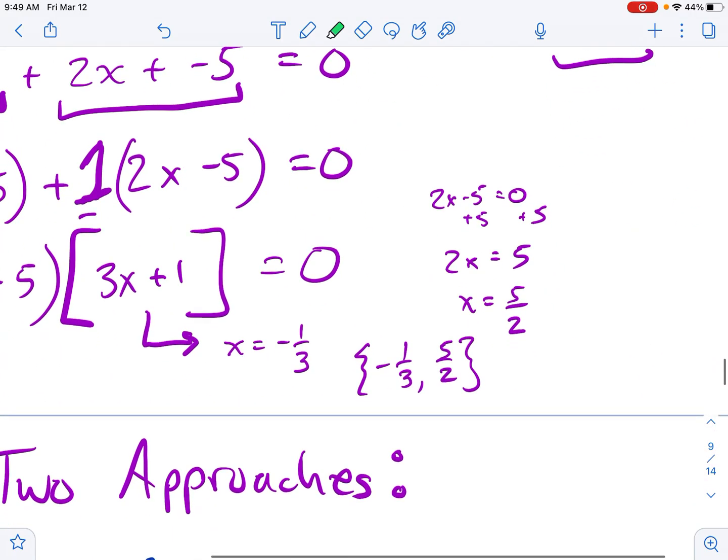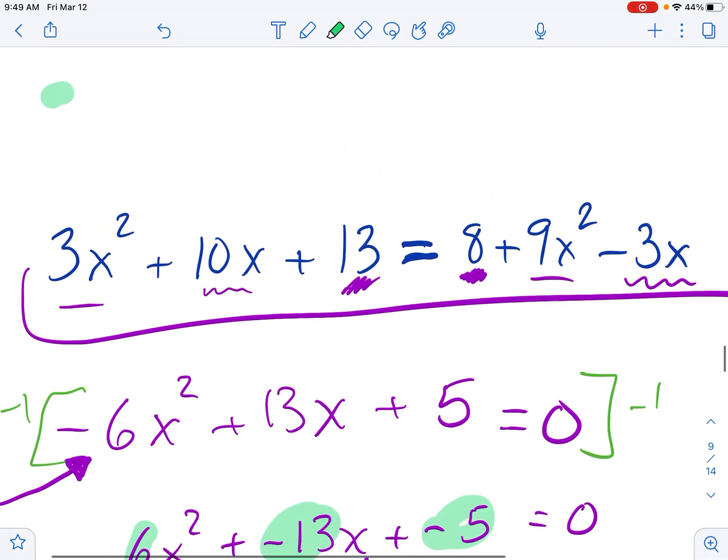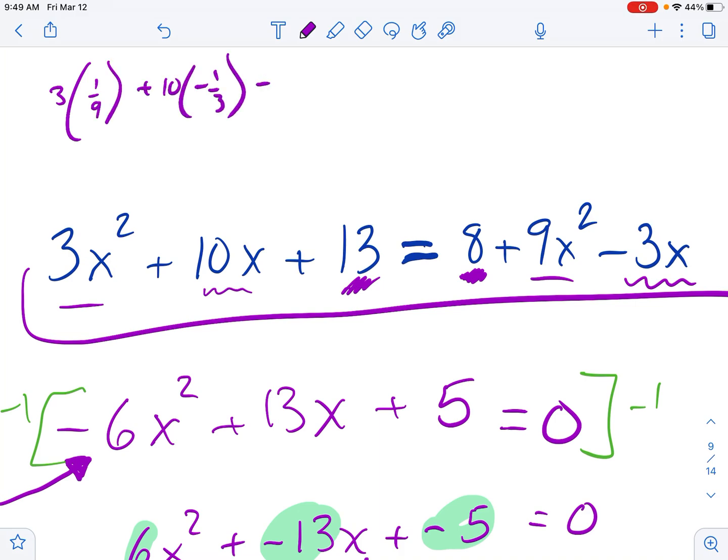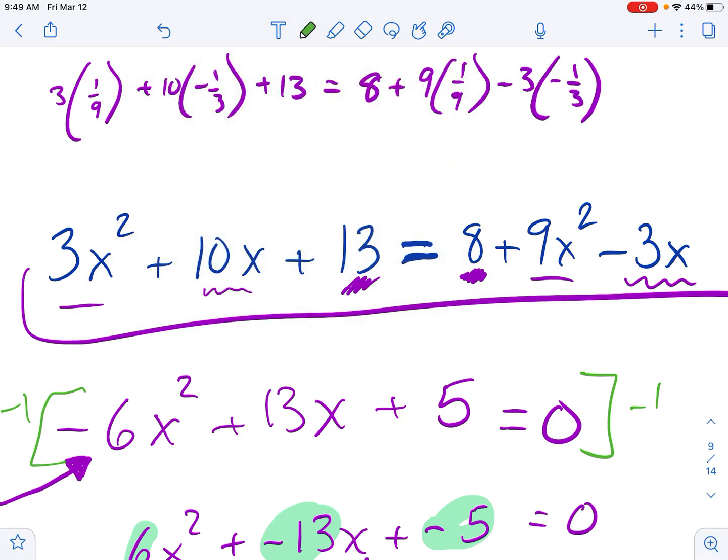So what would that look like? Well, you take negative 1/3. So that'd be a 9th once I square it, plus 10 times a negative 1/3 plus 13 equals 8 plus 9 times a 9th minus 3 times negative 1/3. See, it seemed pretty awful, but come on, it's not that bad, because look, these cancel, that's plus 1. These cancel, that's plus 1. Okay, this side just ended up being 10. Come on, there are worse things.